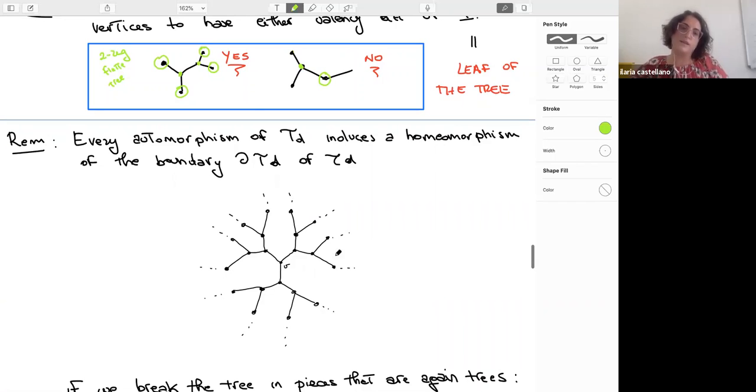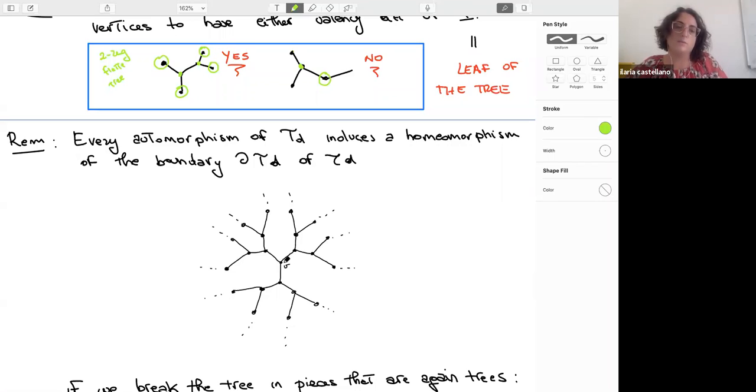If I start from a d-regular tree, and I have an automorphism of the tree, I can always induce a homeomorphism on the boundary of the tree. Okay, this is the remark. Let's go through it. Firstly, what is the boundary of the tree? So the boundary of the tree is defined as follows.